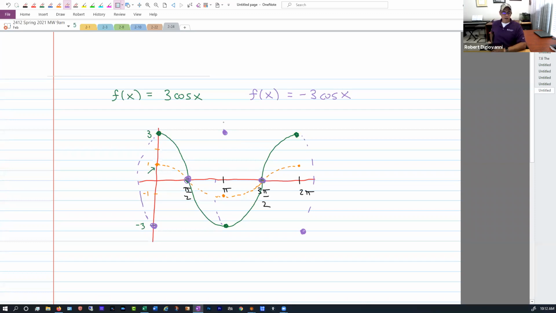Now you have to be a little careful here with the way you draw this, because remember, you have to use smiles and frowns here. This is going to be smile, frown, smile. Can you all see that that's just a reflection over the x-axis? That's all that is.